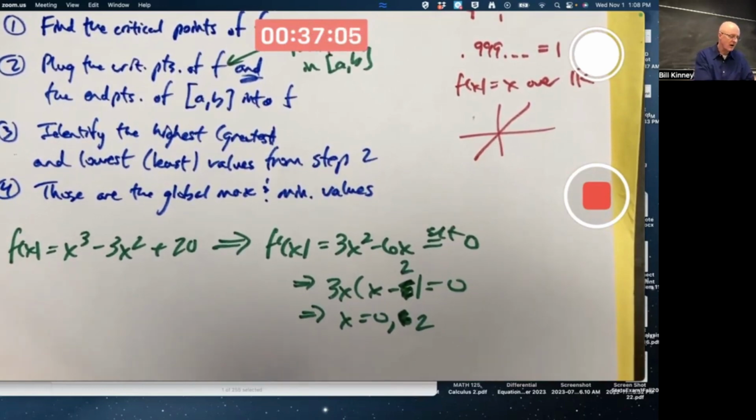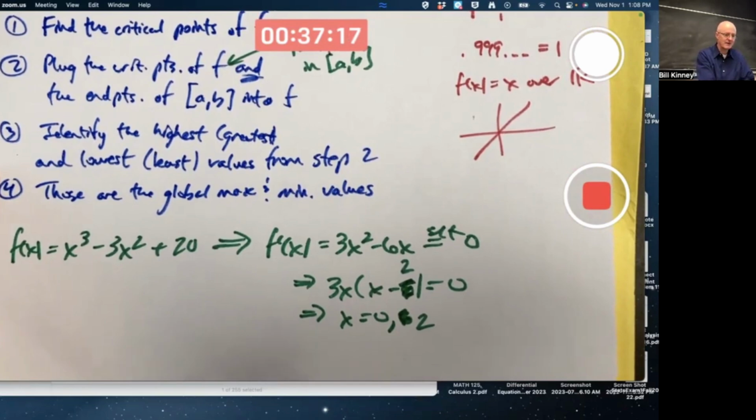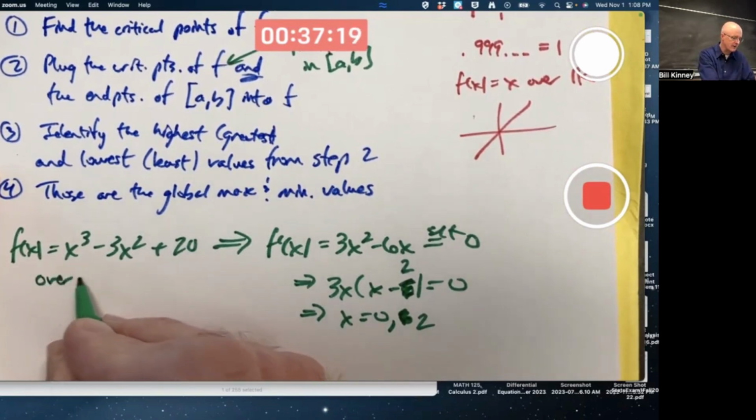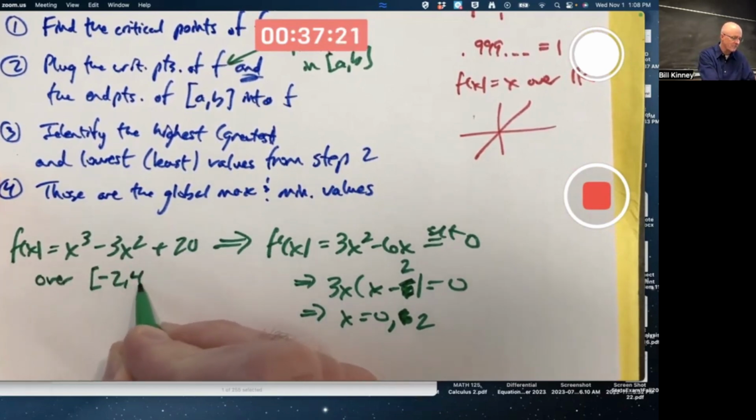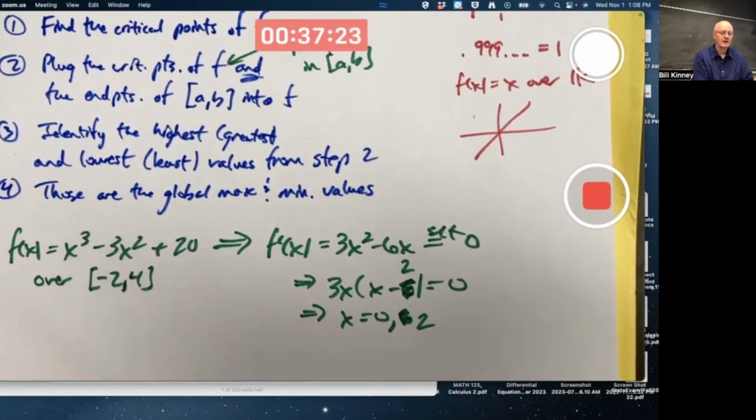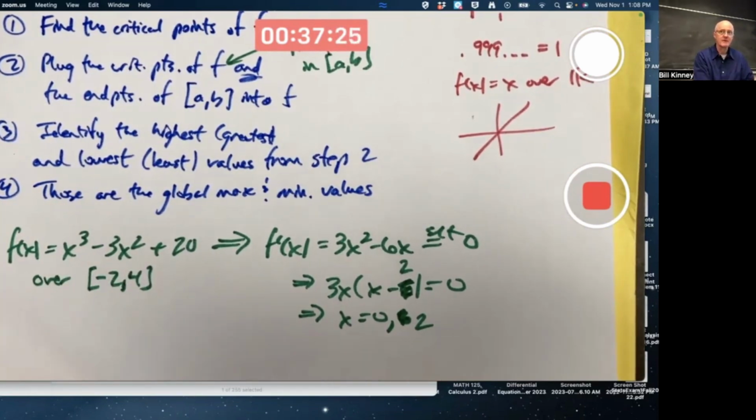So your critical points are 0 and 2. Those are both in the interval that I picked. If they had been 0 and 6, the 6 would not have been in the interval. What interval did I pick? Again, it was over the interval from -2 to 4. 0 and 2 are both in that interval. 6 is not, but 6 is not a critical point. I made a mistake.